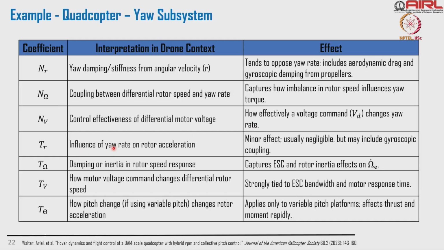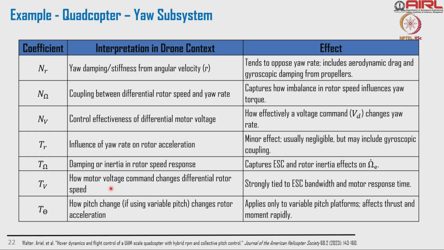Tau R is the influence of yaw rate on rotor acceleration. It has a negligible effect, usually small, but one includes this for gyroscopic coupling. Tau omega talks about the damping or inertia of the rotor speed response. It exactly captures how your electronic speed control system and rotor inertia affect the change in omega.